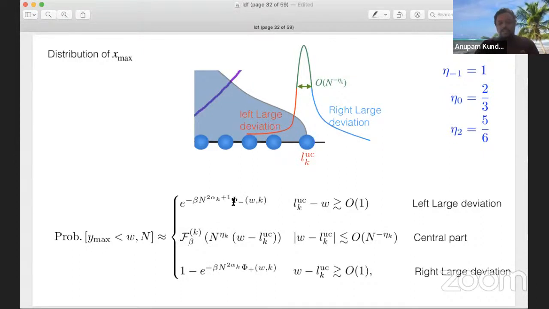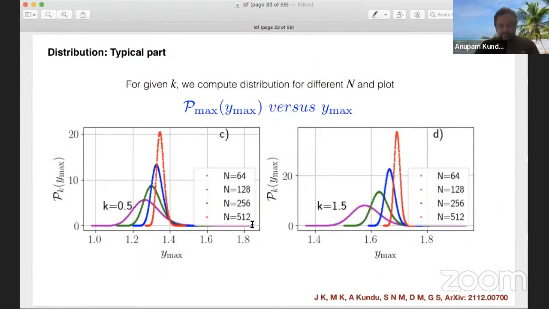And they are also described by appropriate large deviation functions, which are k dependent. And the speed here on the left side, the minus sign always corresponding to the left side, is n to the power 2 alpha k plus 1, and on the right side is n to the power 2 alpha k. So it seems that there is also a possibility of phase transition. We'll see that. Let me first talk about the typical part.